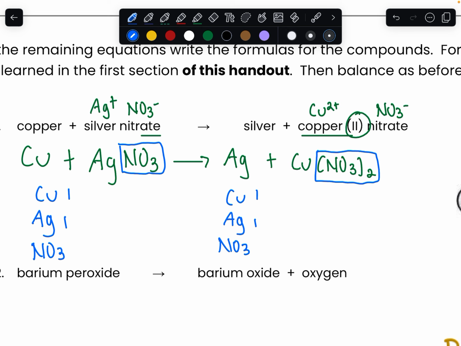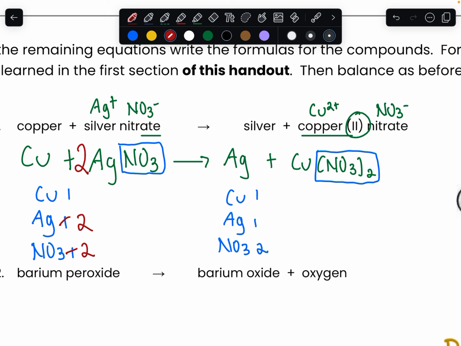And then the difference is that we have 2 nitrates on the product side and 1 nitrate on the reactant side. So what we're going to have to do is balance out the nitrates first. Since there's 2 over here to the right, we have to add a big coefficient of 2 in front of the silver nitrate. So that's going to turn my nitrates to 2, but in the process of that balancing, I'm going to turn my silvers to 2 as well.